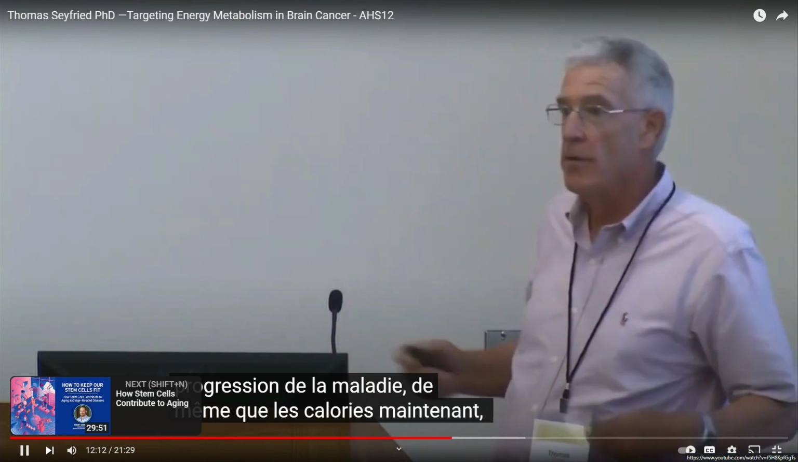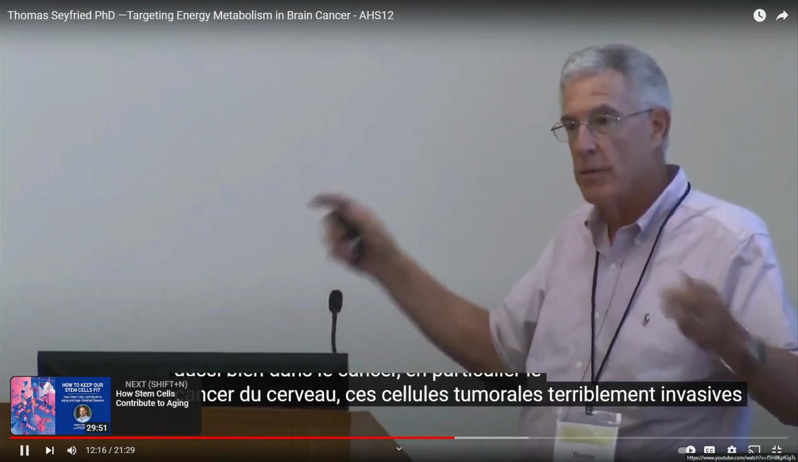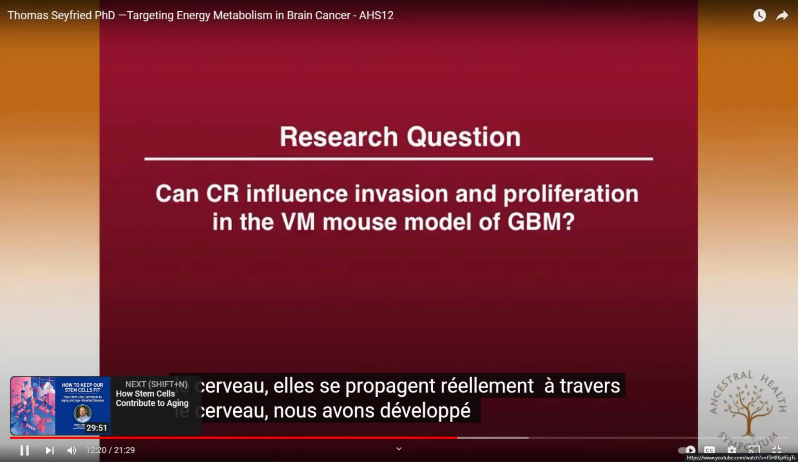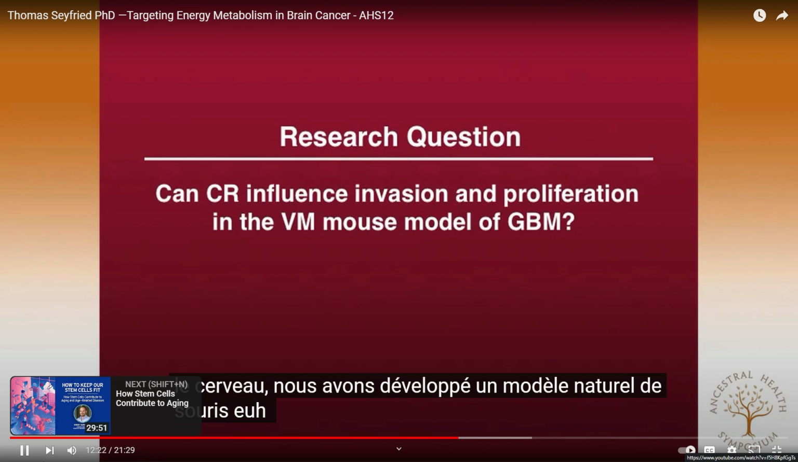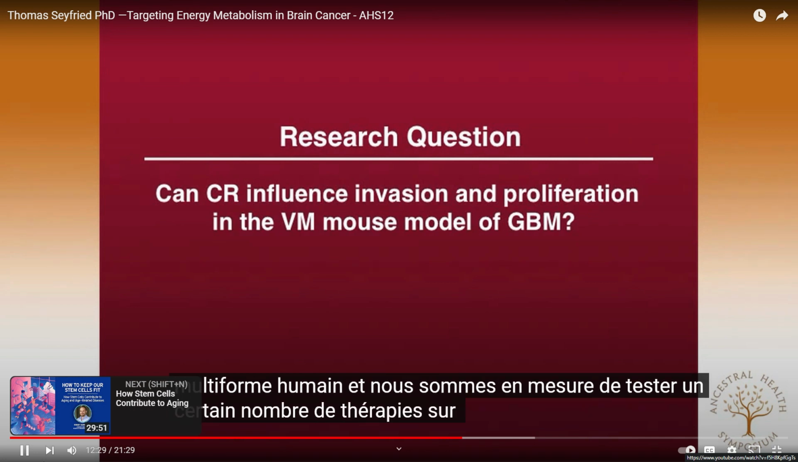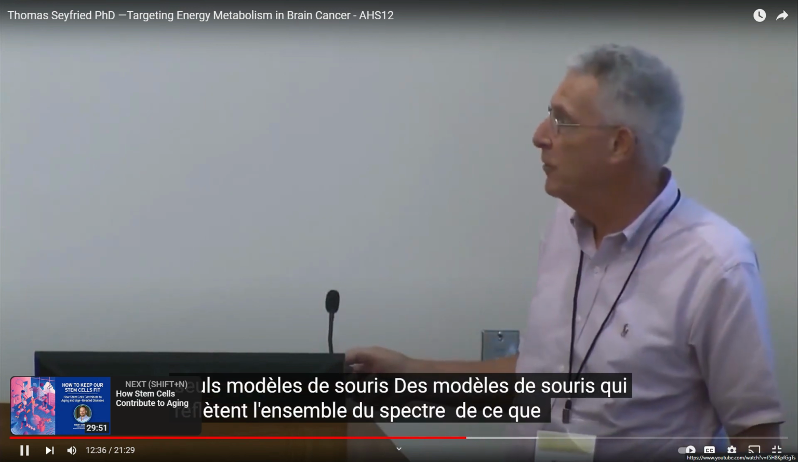Now the other thing is, in cancer, especially brain cancer, you have these terribly invasive tumor cells. They don't just grow as a lump in the brain, they actually spread through the brain. We've developed a natural mouse model for human glioblastoma multiforme, and we're able to test a number of therapies on this new mouse model that we developed. It's one of the only mouse models that reflect the entire spectrum of what you see in the human disease.